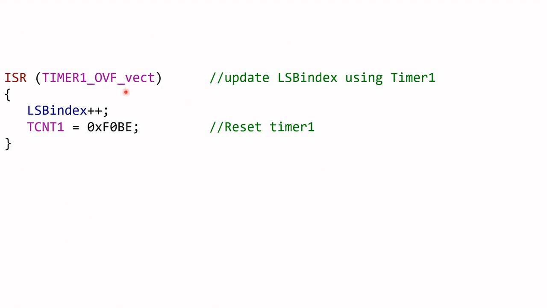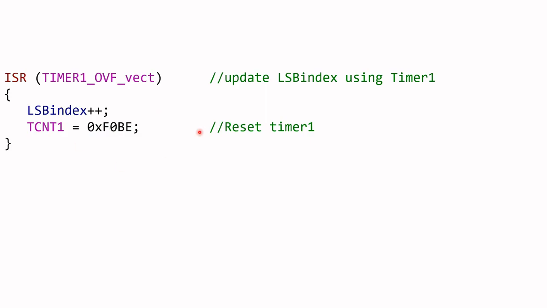And this is the interrupt service routine. Once the interrupt is triggered, then we increment the LSB index. And then once it's done, it will reset the timer value. We need to do a reset before we allow the interrupt service routine to surrender it back to the main function. So this is basically just to reset the value.